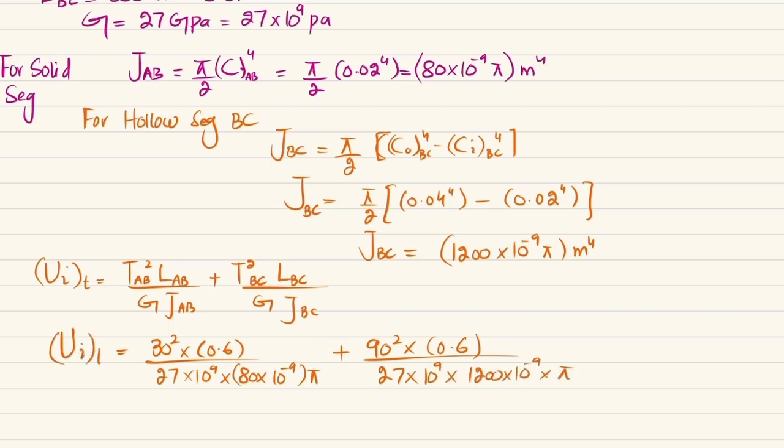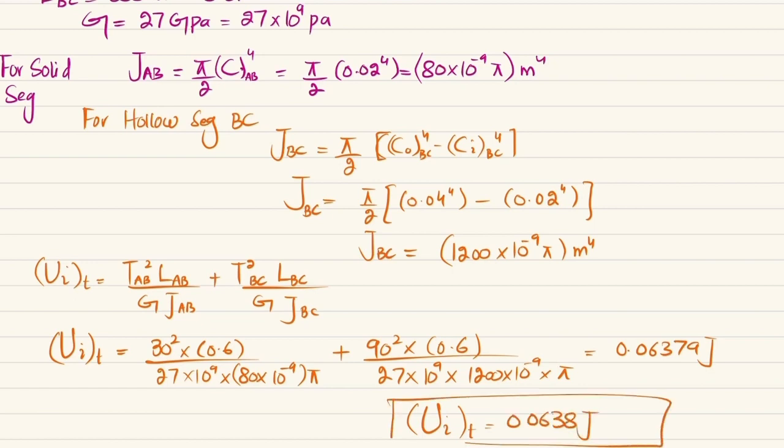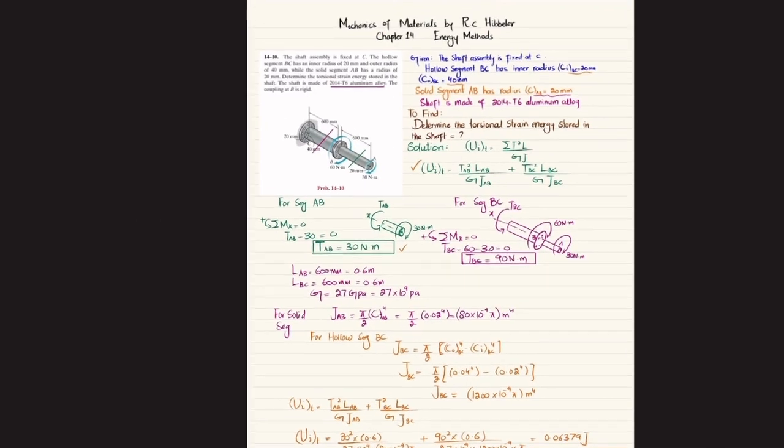That will give you the strain energy due to torsion. When you solve this, you will get 0.06379 joules. So the strain energy due to torsion will be equal to 0.0638 joule. This is the amount of strain energy that will be stored in the shaft due to the applied torque. And that was all about this problem 14-10.